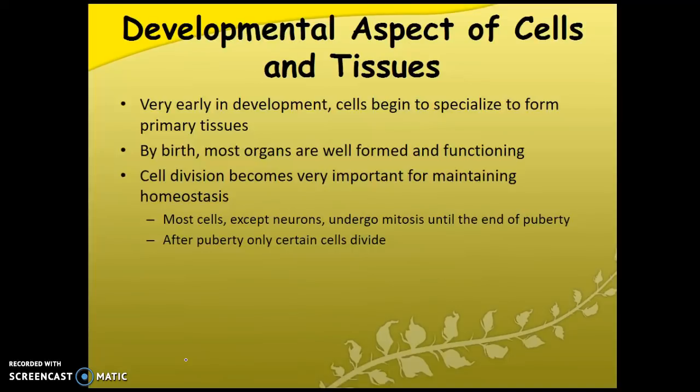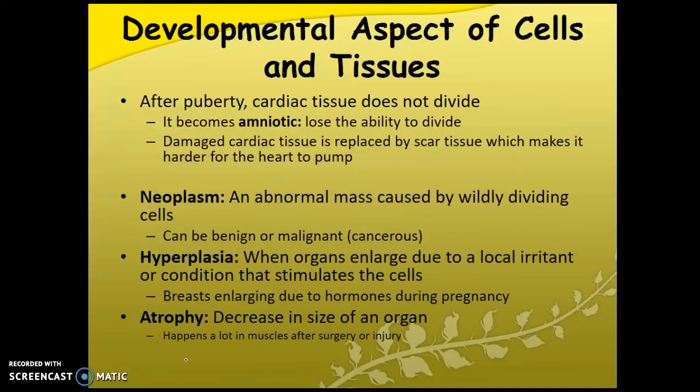And this is really important because if you think about it, someone with a spinal cord injury or a brain injury sometimes doesn't recover fully, and that's because they don't go through mitosis. Neurons don't make new neurons. The neurons you are born with are the neurons that you die with. And then after puberty, only certain cells divide. For example, your cardiac cells stop dividing after puberty.